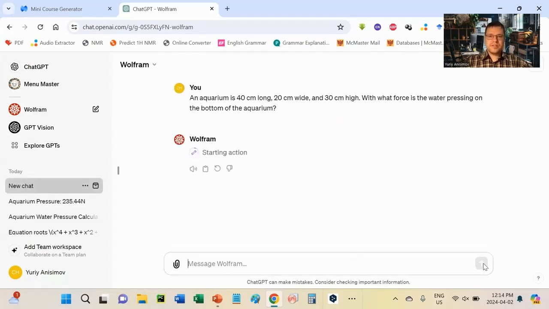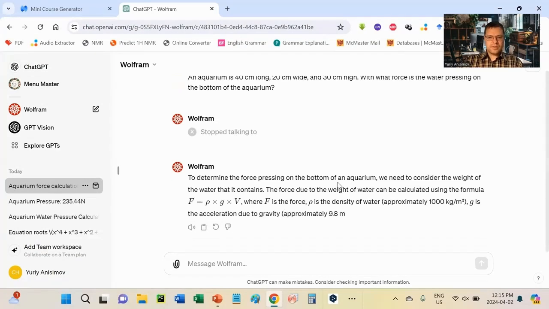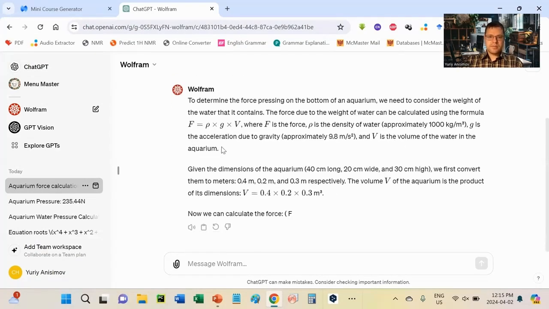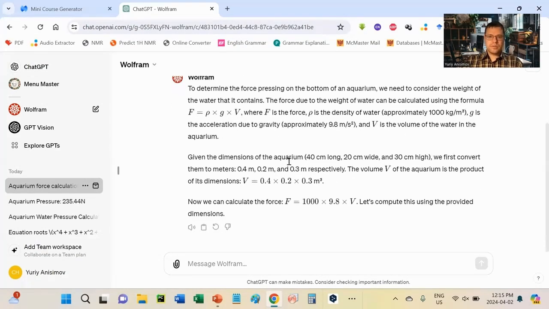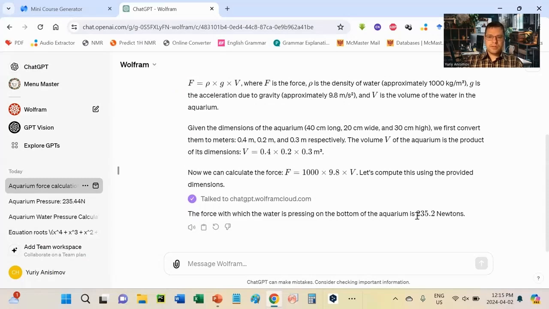Okay, let's just see how Wolfram Assistant thinks. Allow. Okay, the answer is density times gravity times volume. All right. Okay, 235.2, even closer to the answer by the 3.5 version rather than 4. So we may even think that the 3.5 version gave us a more precise answer. So that's perfect. This kind of problem was easy for ChatGPT.